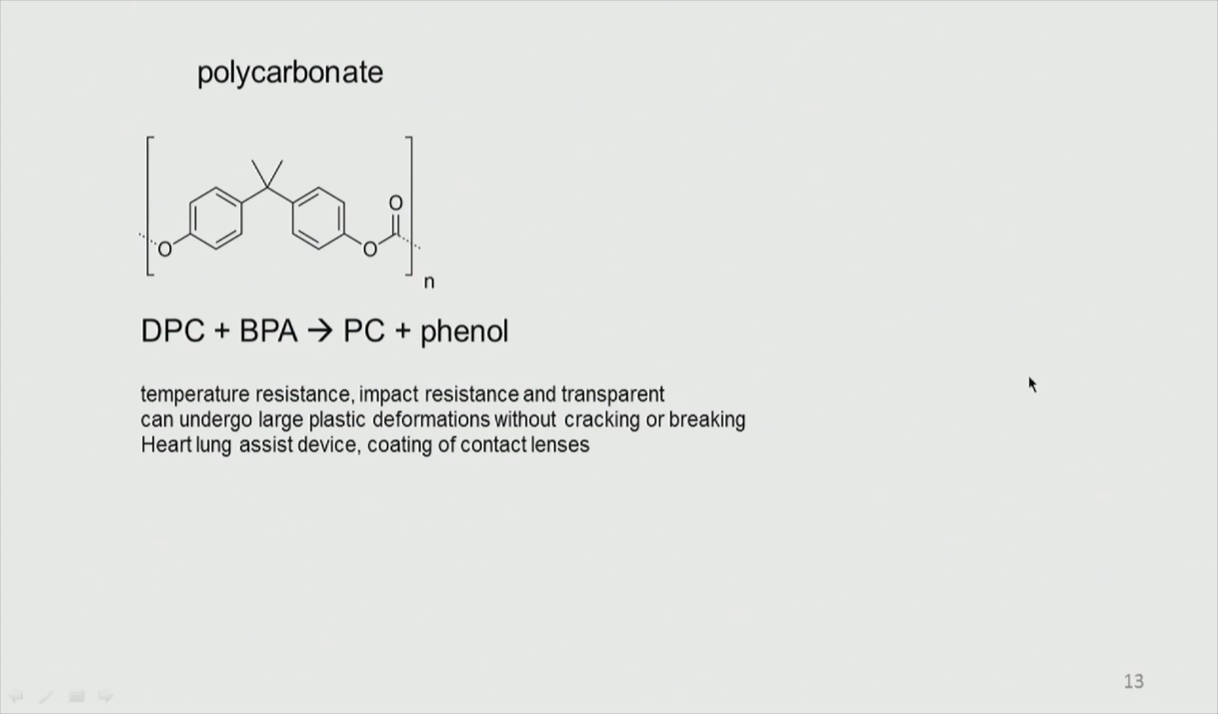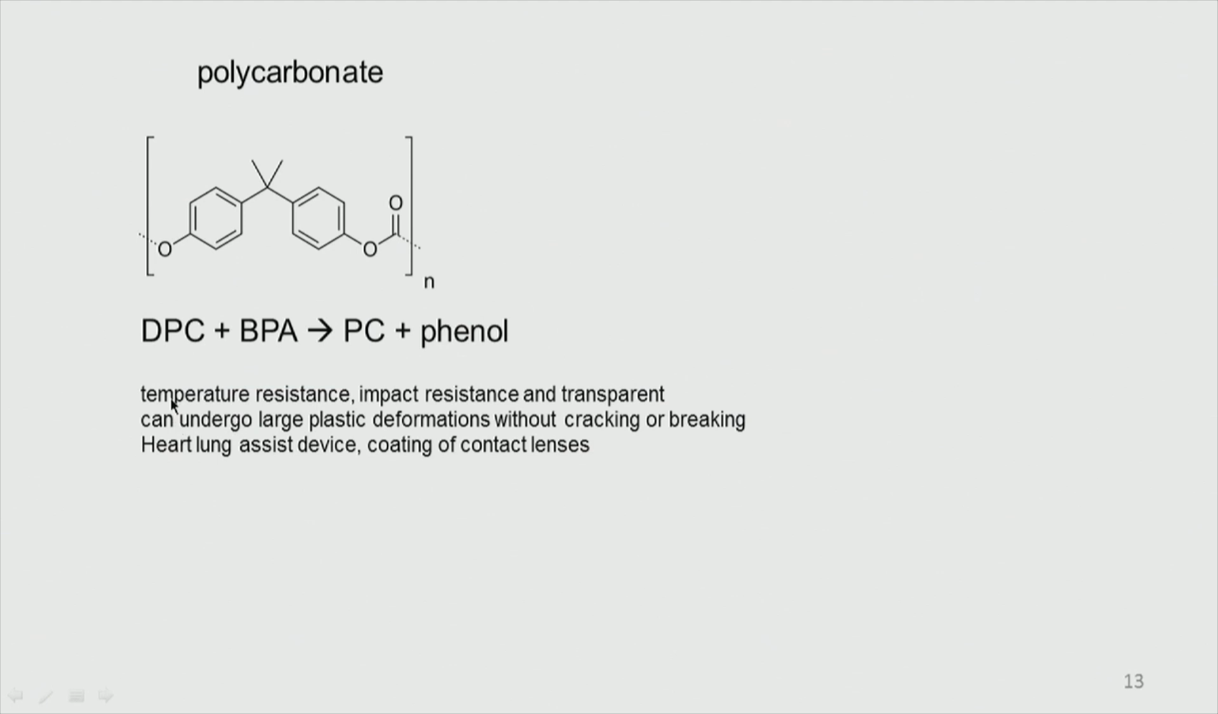So, polycarbonate I was talking about. So, this is the structure of polycarbonate. This is the repeating unit of polycarbonate. Okay. How is it made? Diphenyl carbonate, that is here, diphenyl carbonate, okay, and bisphenol A. That is how you make it, diphenyl carbonate and bisphenol A. It gives you polycarbonate and it gives you phenol.